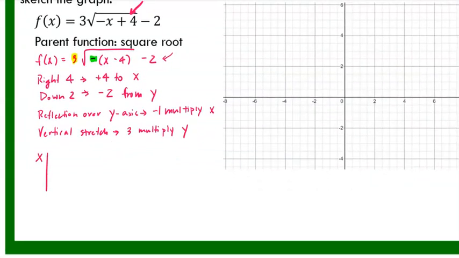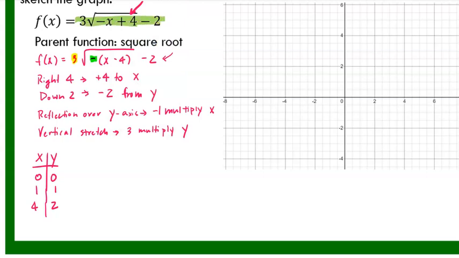Square root function, I'm only going to use a couple of points. The parent function, we started off with 0, 0, and we can do 1, 1, and then we can do 4 and 2. Okay, now let's look at the sequence. In what order do we do this? Let's look at the original function right here.